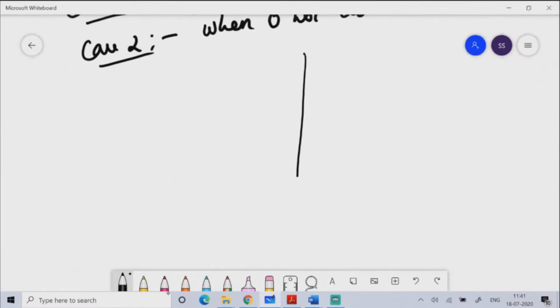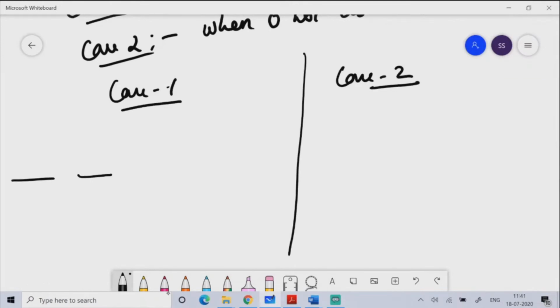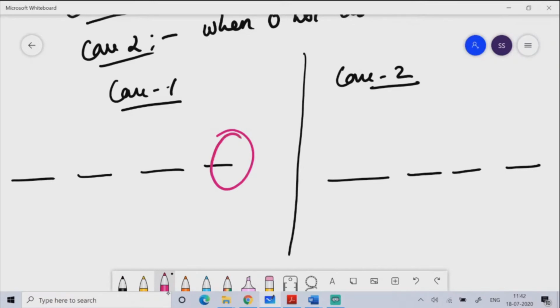Now you will write two cases. Case 1, when 0 is at the unit place; case 2, when 0 is not at the unit place. You draw 4 lines. If 0 is at the unit place, 0 is fixed. Then how many digits can come here? 9 digits can come here. Here how many? 8. Here how many? 7, because repetition is not allowed. I hope you can understand this.